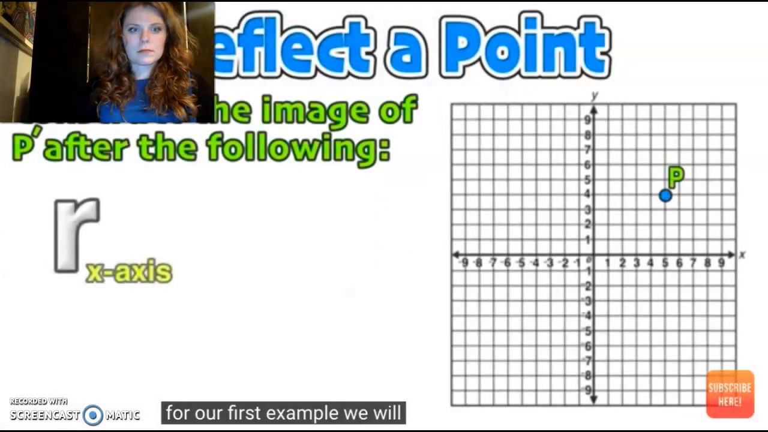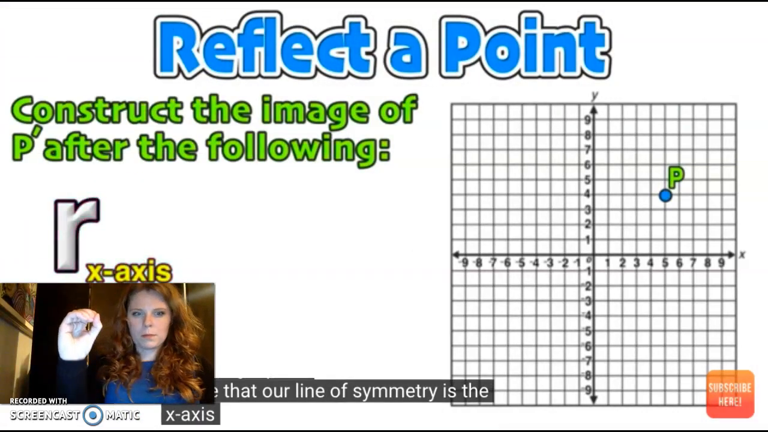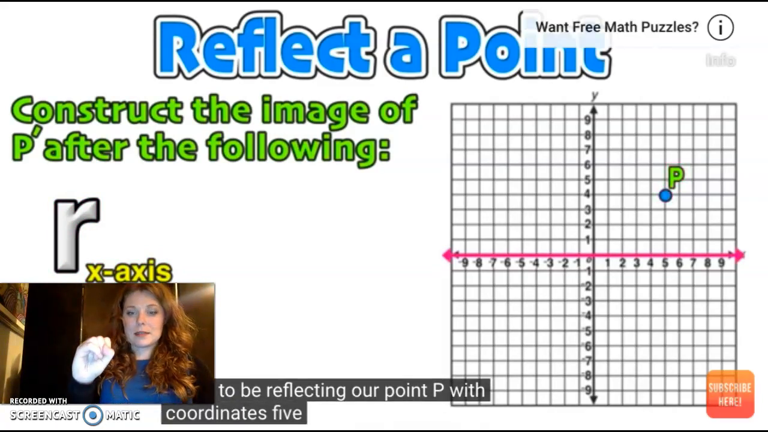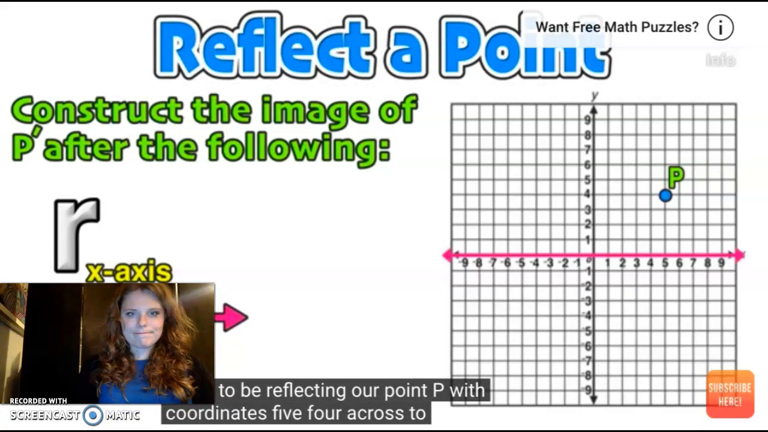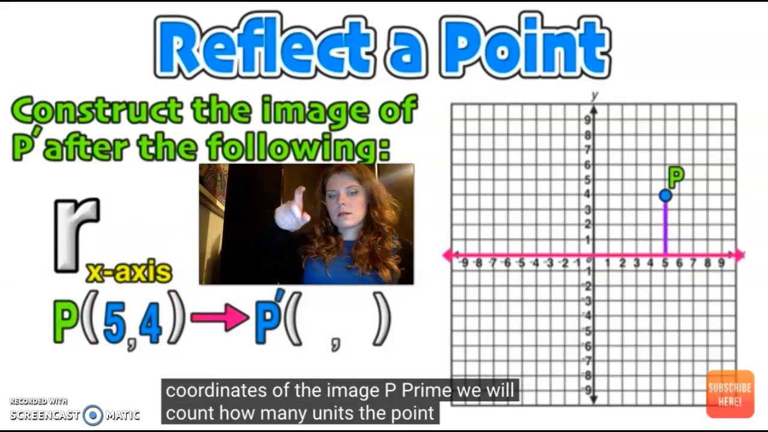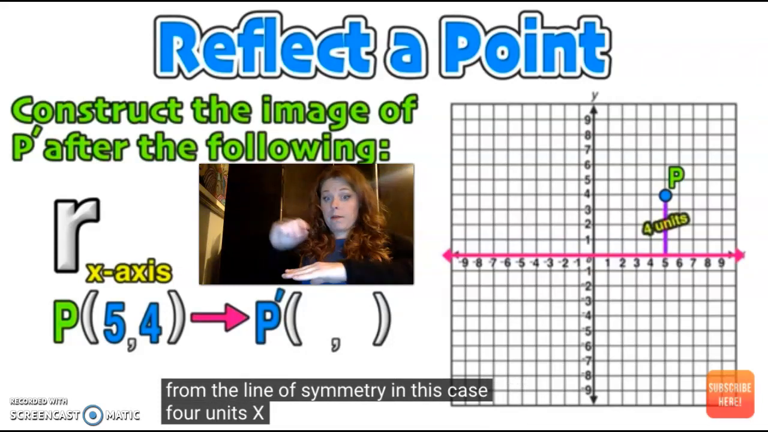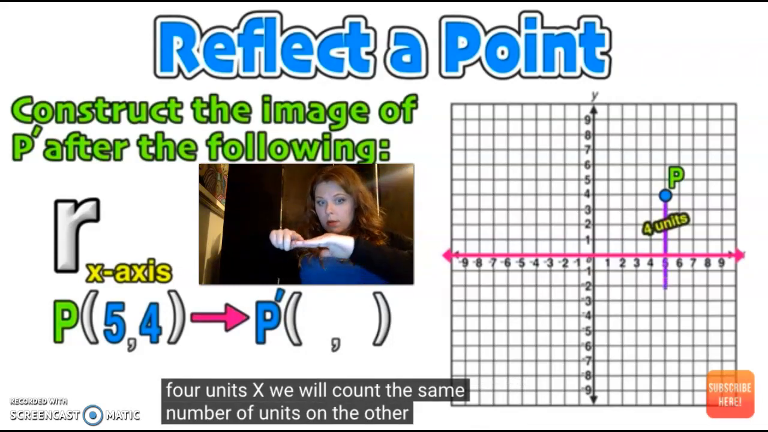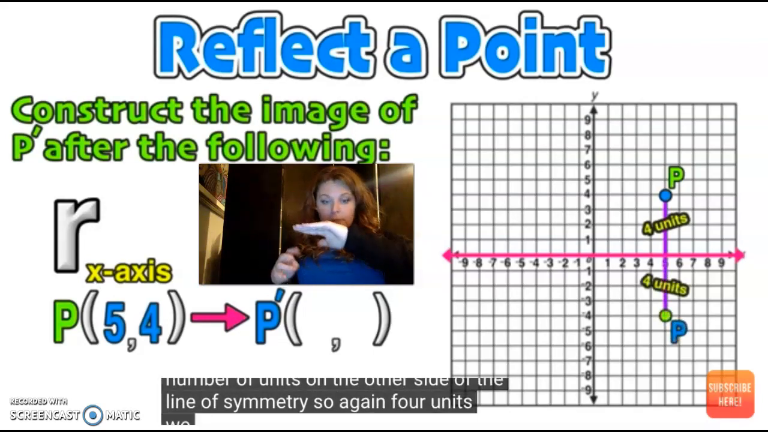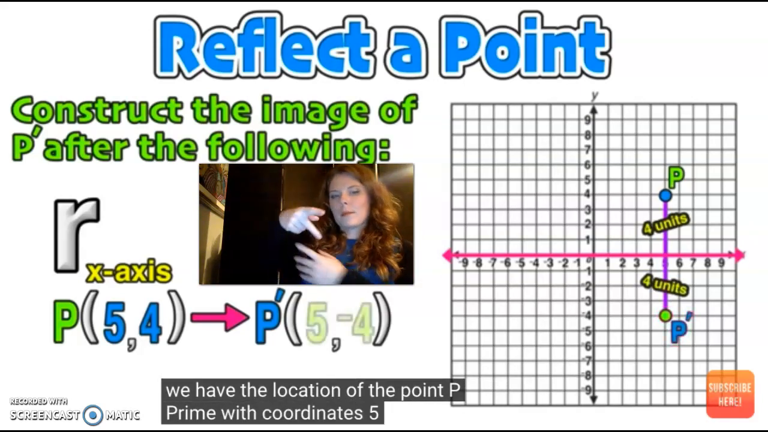For our first example, we will be reflecting a point. Notice that our line of symmetry is the x-axis. This is the line that we are going to be reflecting our point P with coordinates 5, 4 across. To find the coordinates of the image P prime, we will count how many units the point P is away from the line of symmetry, in this case 4 units. Next, we will count the same number of units on the other side of the line of symmetry. So again, 4 units. Now we have the location of the point P prime with coordinates 5, -4.